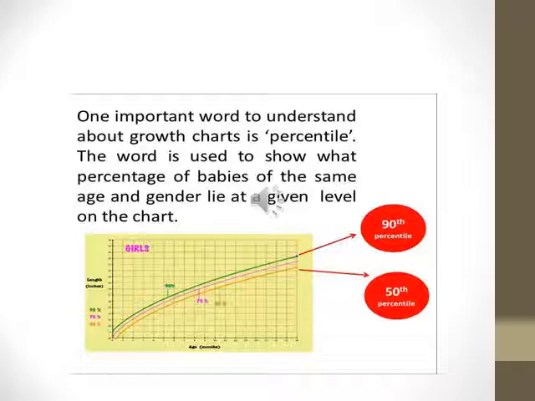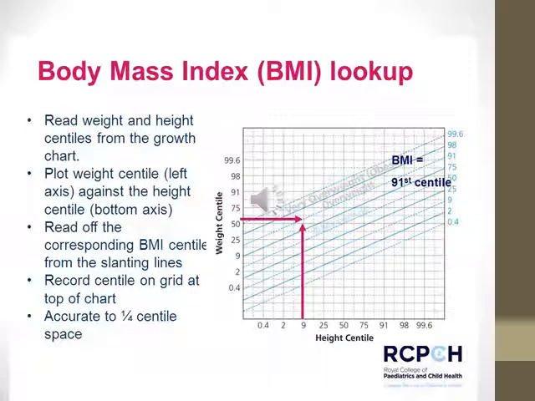But if his weight falls above the 90th percentile, then the body mass index, we can see that the child might be obese. His weight is more as compared to his fellow children of the same age and gender. This is how you measure the body mass index using the growth chart.